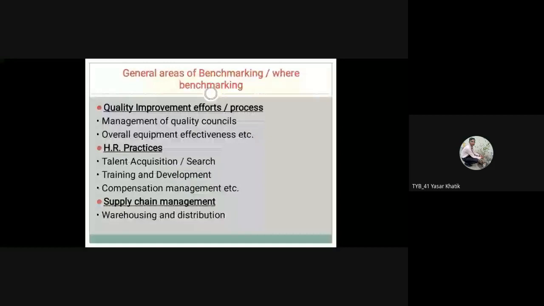Okay, so like this we have to do the benchmarking for this area also. Then supply chain management, warehousing and distribution. Warehousing means the storage of your finished goods, and distribution. Okay, so these are some areas where you can do the benchmarking.